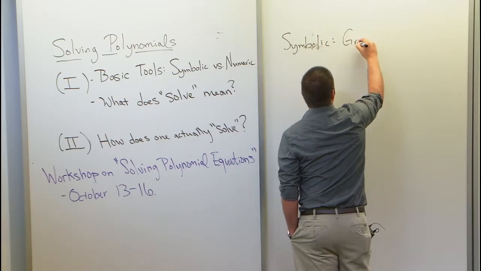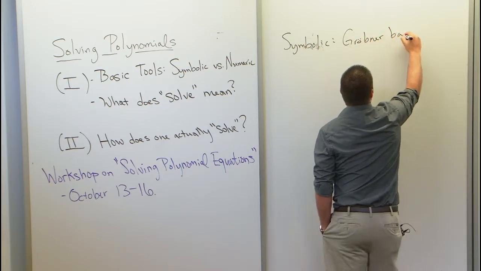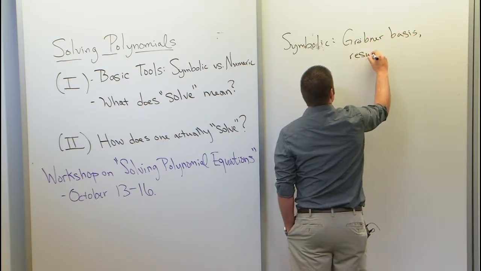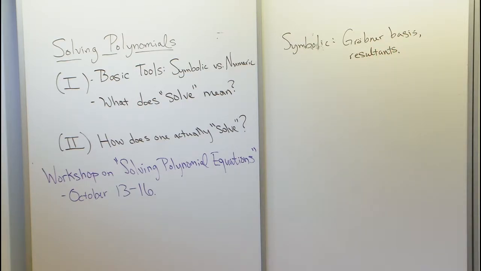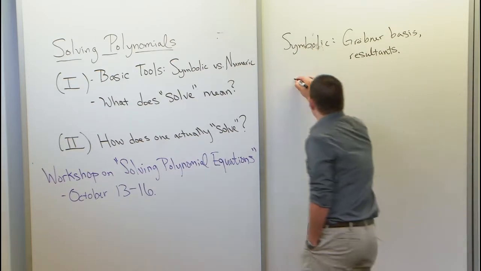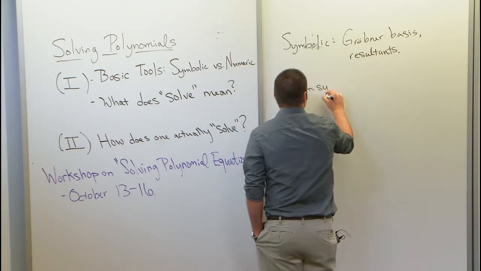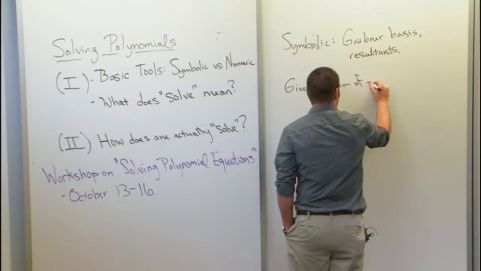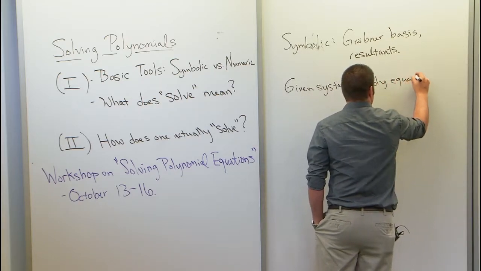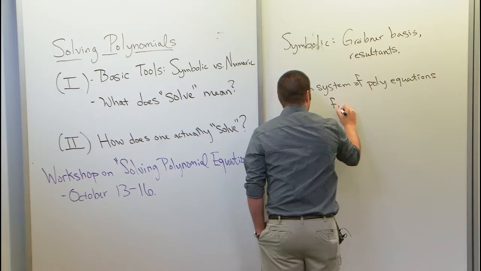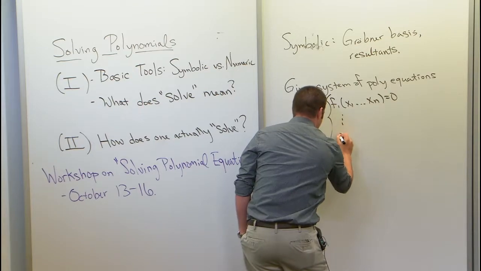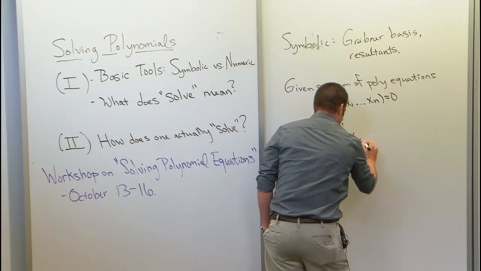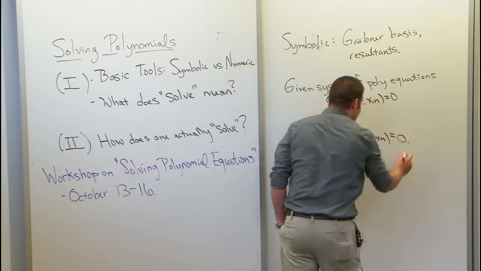From a symbolic standpoint, you can think of, say, Gröbner bases or resultants, eliminants, etc. What you want to do is take your system of equations, a given system of polynomial equations. Let's say f1 of x1 through xn equal to 0, through fn of x1 through xn equal to 0.